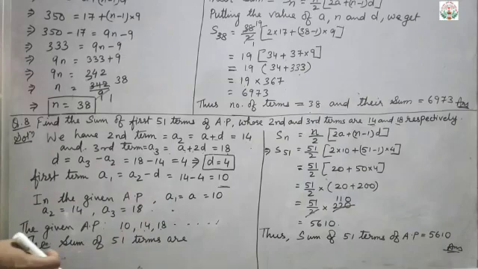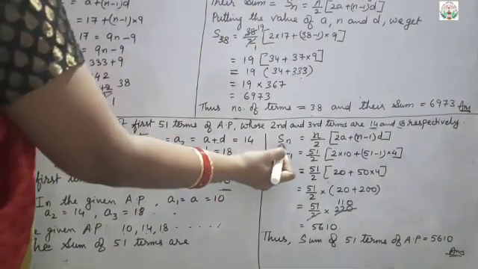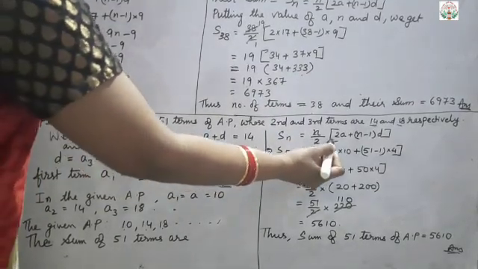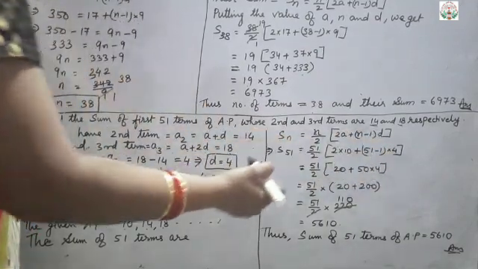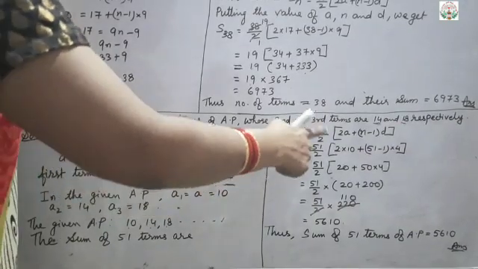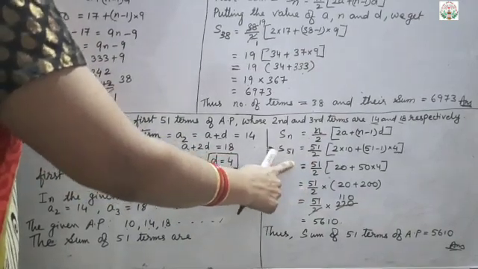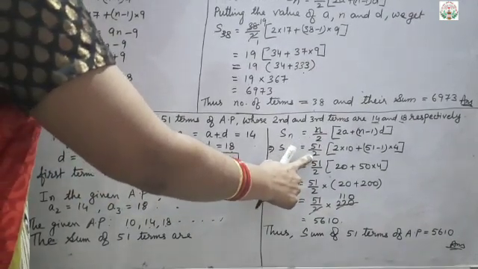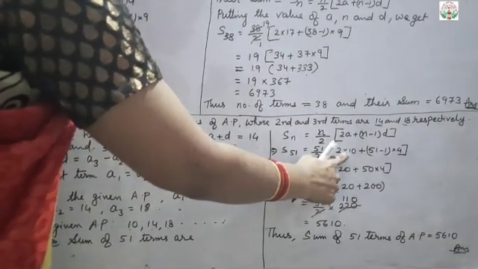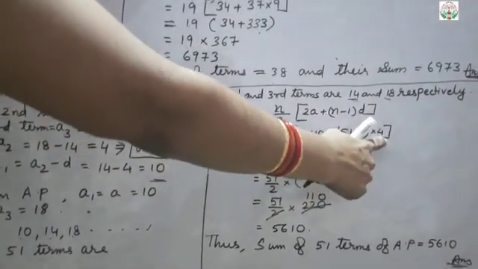Okay. So now the sum of 51 terms. We know the formula for the sum of n terms: Sn equals n upon 2 into 2a plus n minus 1 into d. Here the n value is 51, because we have to find the sum of first 51 terms. So S51 equals 51 upon 2 into a value 10, plus 51, that is n minus 1, into 4.